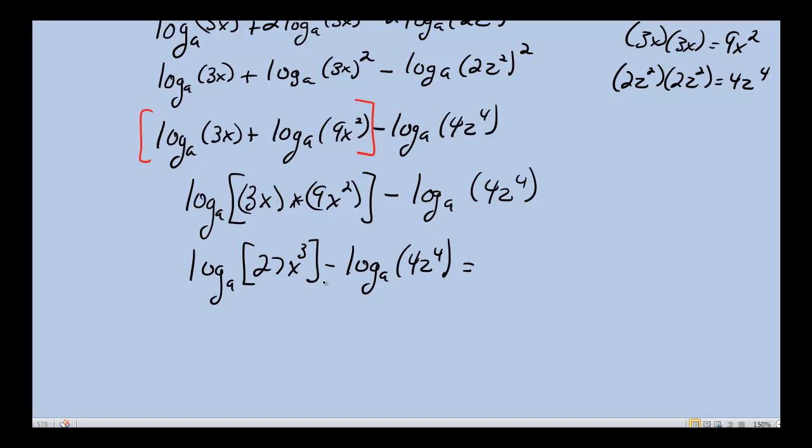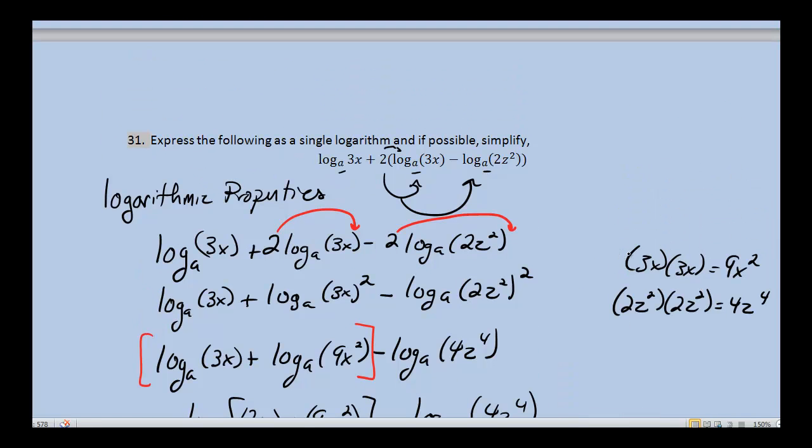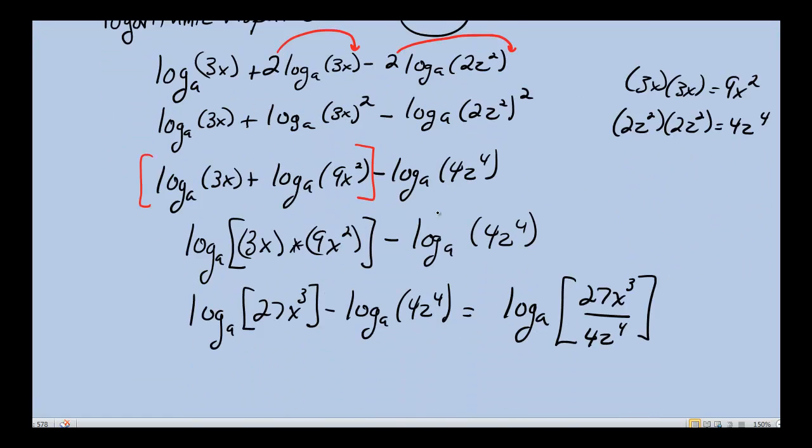And now since I'm subtracting two logs, I can divide their arguments. So this will give me log base A of 27x cubed all over 4z to the fourth. So I've in essence worked backwards in the problem that I did prior, and now we've combined this into one simple log, one single log.